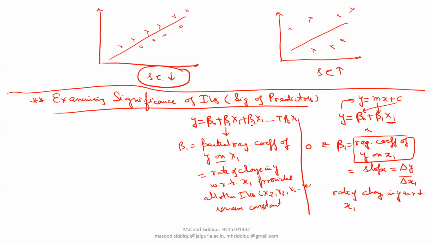In the same manner, beta 2 can be interpreted as the partial regression coefficient of y on x2, meaning the rate of change in y with respect to x2, provided all other independent variables, x1, x3, x4, x5, x6, remain constant. So this is the concept.